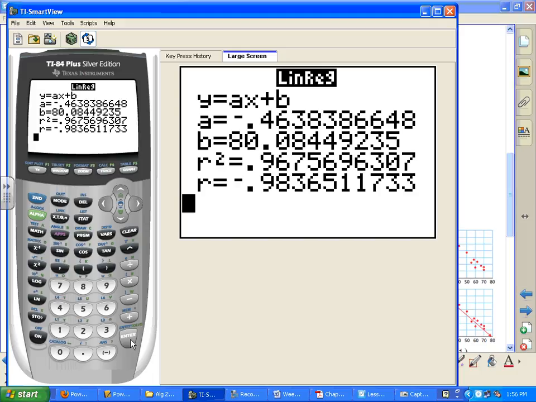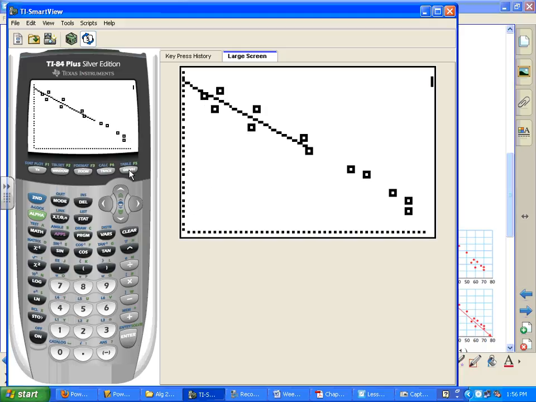Well, we figured our y-intercept was around 80, didn't we? We have negative correlation, so we're going to have a negative slope. Now push graph, and the line should go right through your data. We'll talk about that in just a second. So the line should go right through there. Does everybody do that?